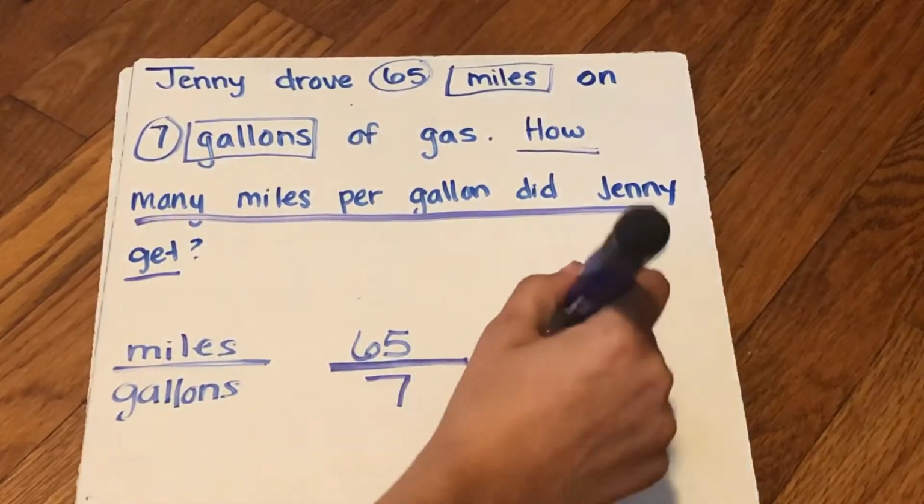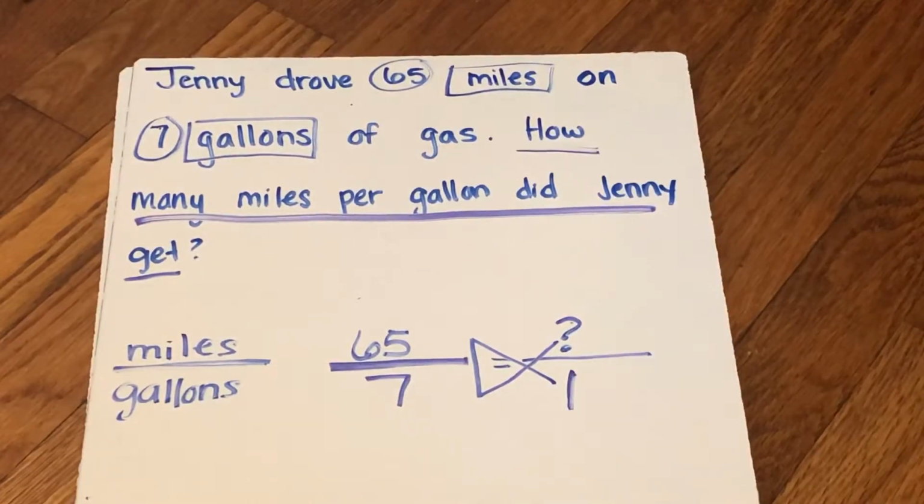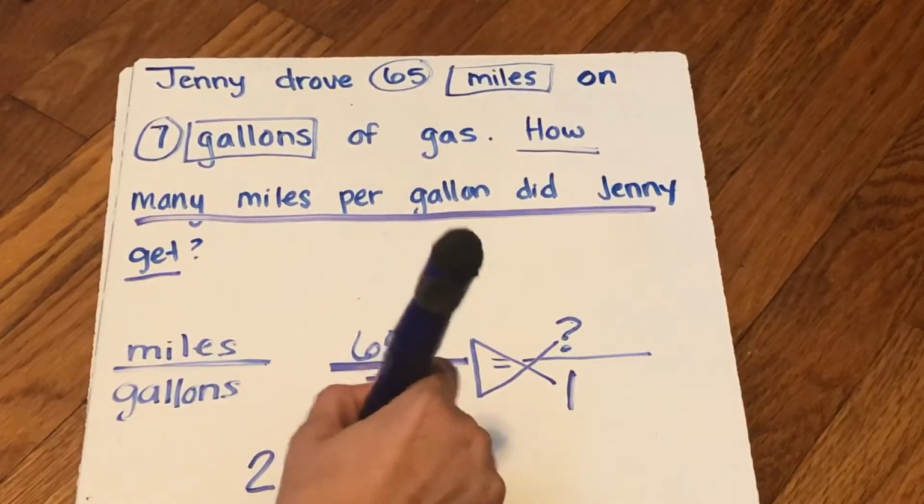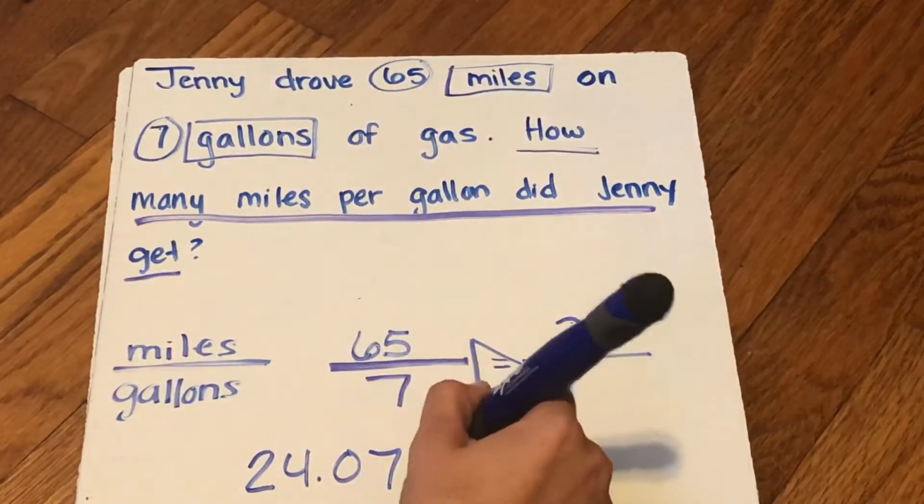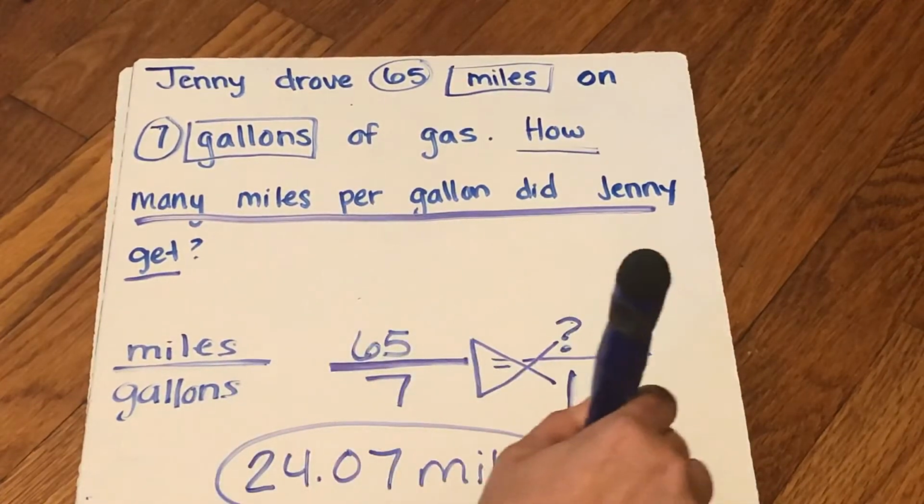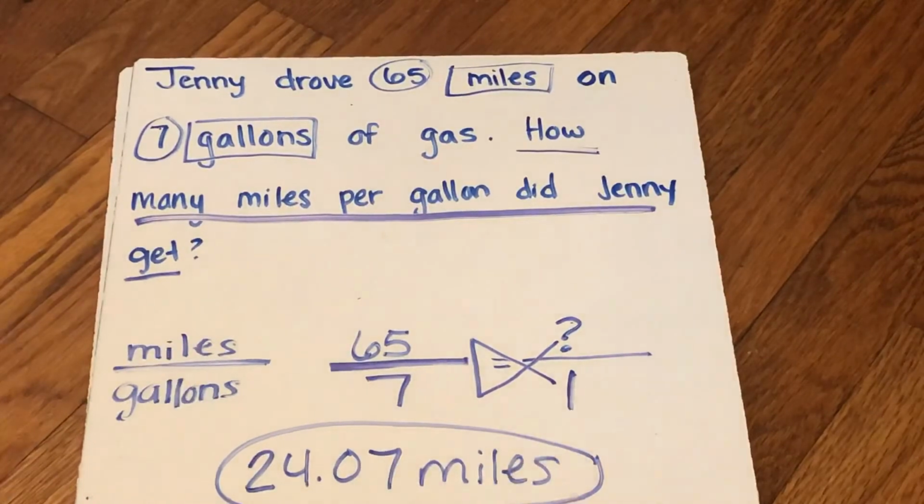All right, so I'm going to cross multiply and divide, and when I put that in my calculator, I get 24.07 miles. That's how many miles that Jenny can drive on 1 gallon.